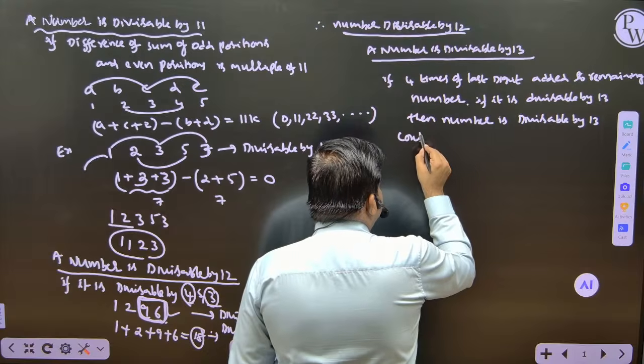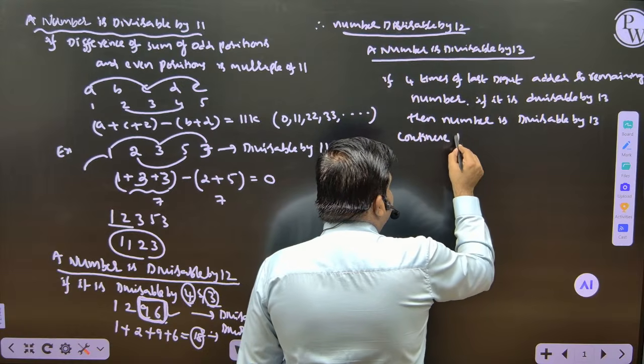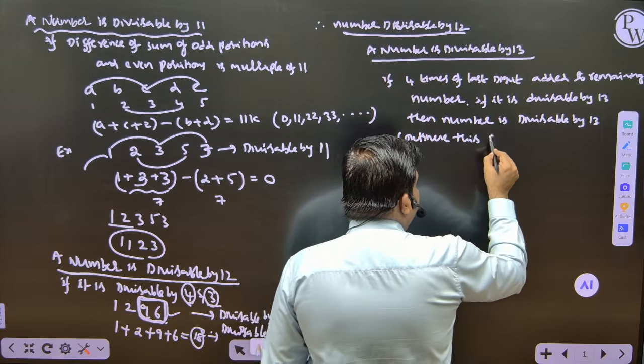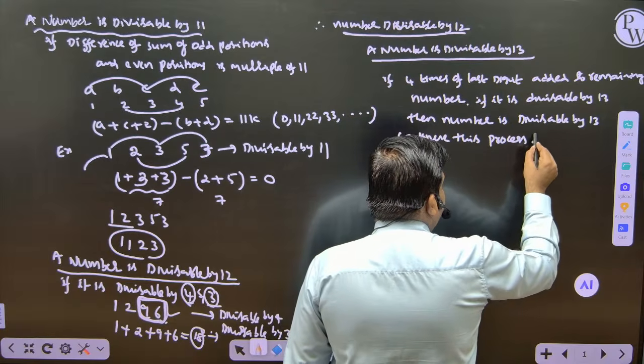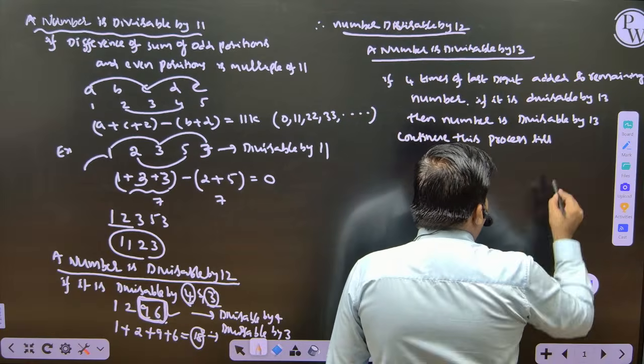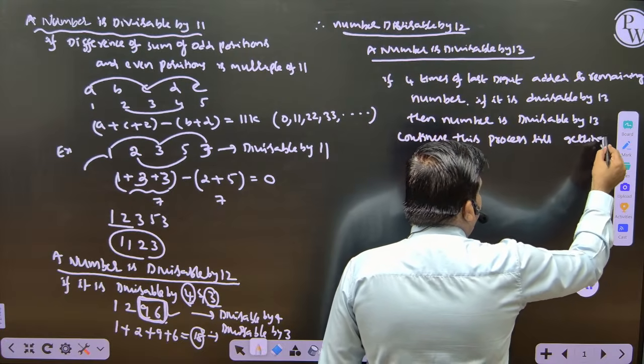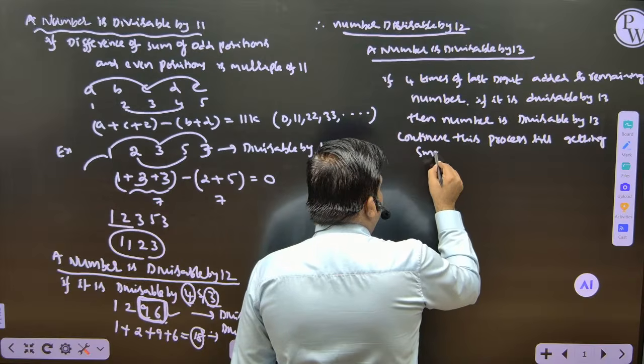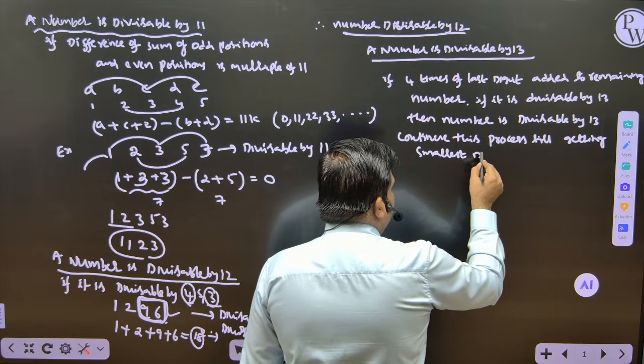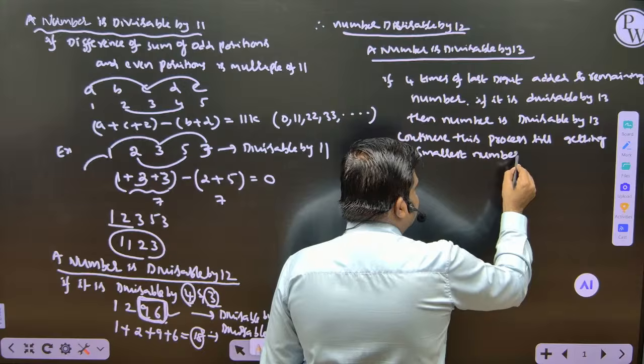Continue this process, just like for 7, till getting the smallest number.